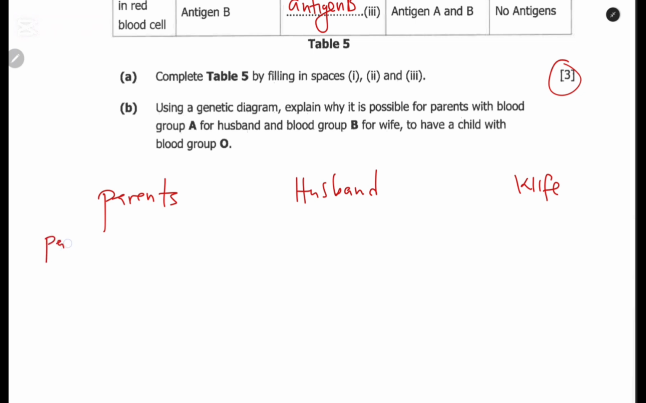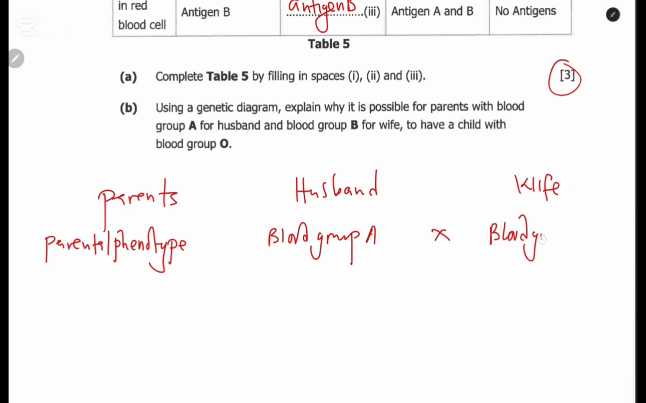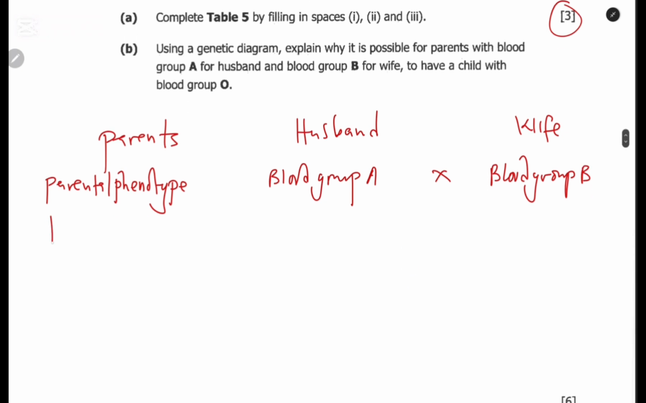Then here let us put parental phenotype. The phenotype, we are just looking at the outward expression. So parental phenotype, we said the husband is blood group A, then the wife, blood group B. Okay, then we put parental genotype, the genetic makeup now.